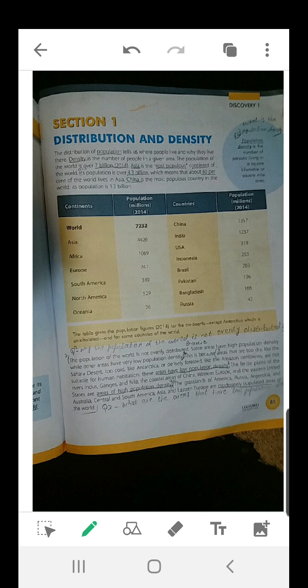Okay, the population of the world is not evenly distributed. Some areas have high population density while other areas have very low population density. This is because areas that are too dry, like the Sahara Desert, too cold, like Antarctica, or densely forested, like the Amazon rainforest, are not suitable for human habitation. So we cannot live in Antarctica because it is too cold for us humans, or the Sahara Desert because it is too hot. That's why nobody lives there.